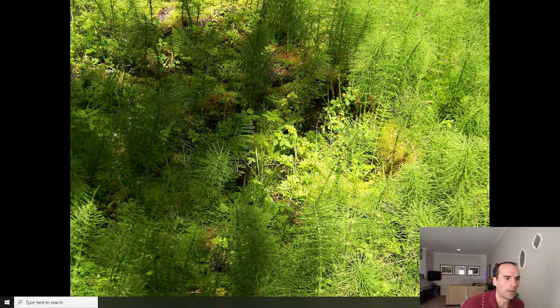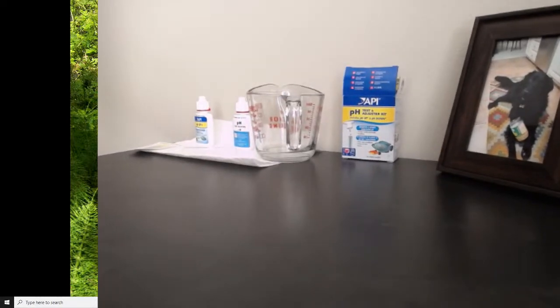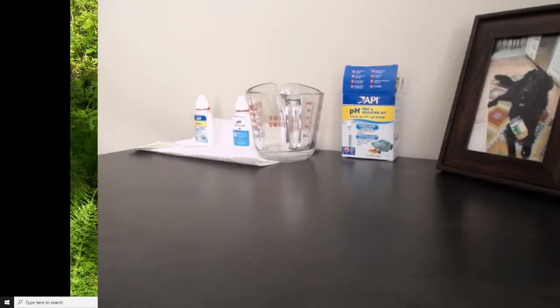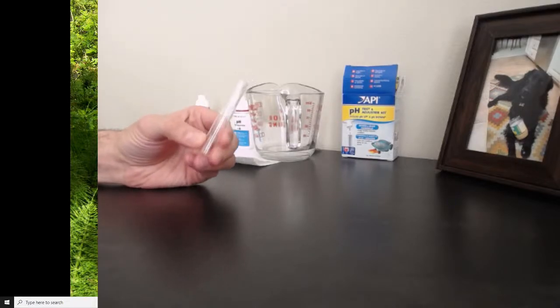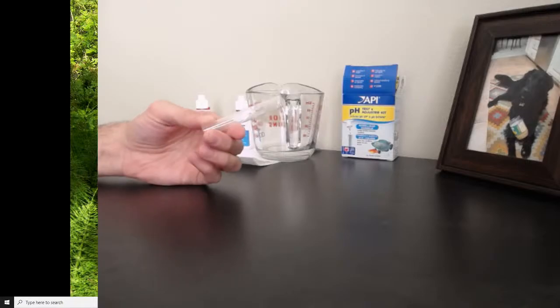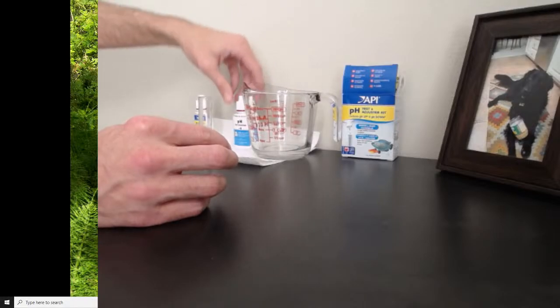All right, so stay here for just a moment. What I'm going to do is move my camera a little bit. So I've got a little 5 milliliter vial here, and I'm going to go fill it up with water from my aquarium and test the pH. So I've got a little pH testing kit.